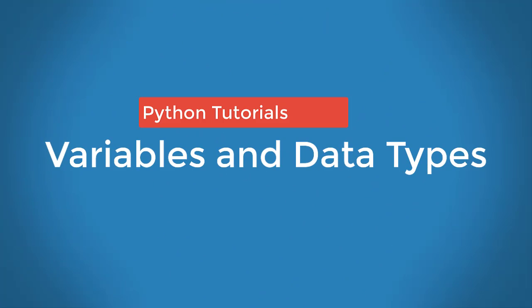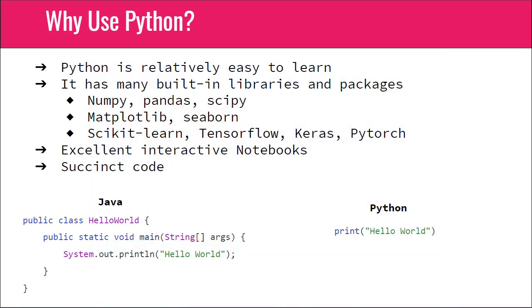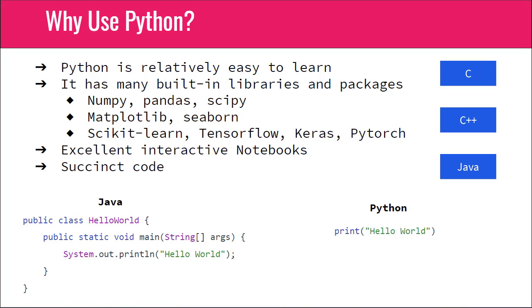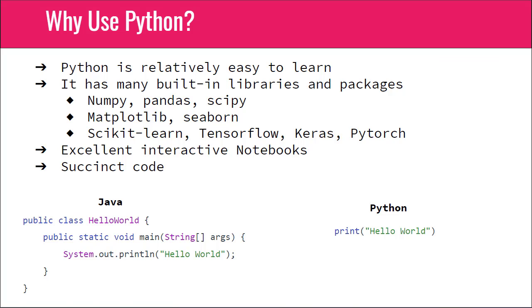Now that we know how to make use of Jupyter Notebooks, let's focus on learning basic Python for data analytics and data science. Let's first understand why we use Python for machine learning and data science and not any other language. There are many other programming languages like C, C++, Java, or C#. Why do we use Python and not any of those languages?